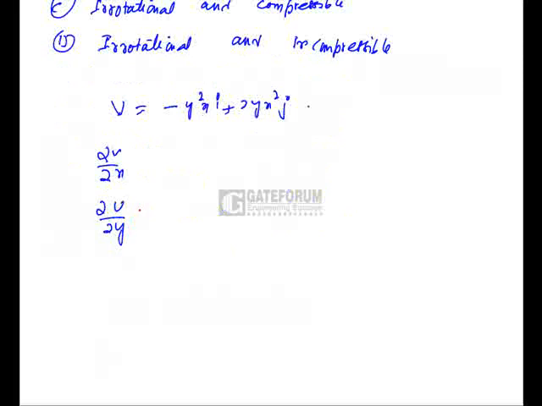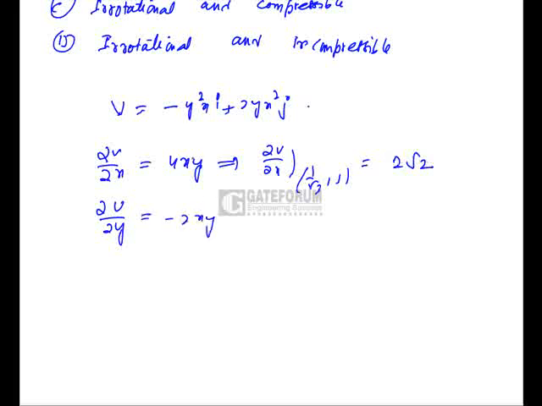And we know the value of v. dou v by dou x is nothing but 4xy. At the point 1 by root 2 comma 1, it is nothing but 2 root 2. Similarly, dou u by dou y is nothing but minus 2xy. The first value is u and the second value is v. So dou u by dou y at the point 1 by root 2 comma 1 will give you minus root 2.